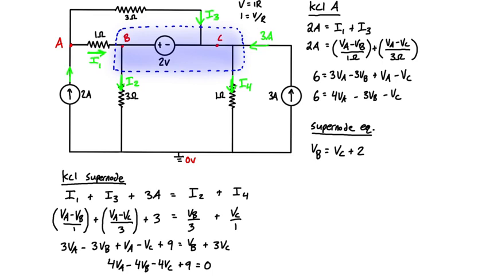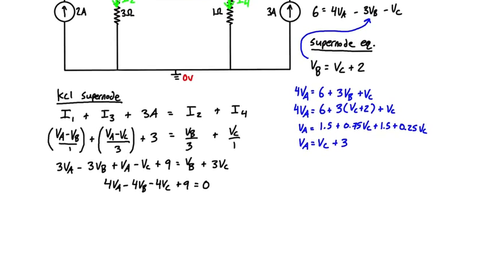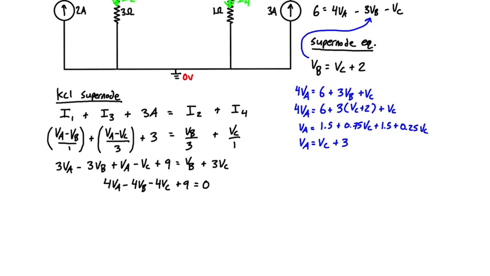So what we can do is take VB here and plug it into our expression for KCL at A. And after we simplify a little bit, we're going to see that VA is equal to VC plus 3. And then we want to take that and plug it into VA right here. And then we also want to take VB, which we already have a nice expression for, and plug it in as well to this expression for KCL at the supernode.